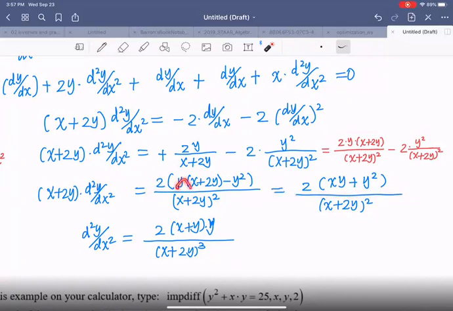this guy becomes xy plus 2y squared. 2y squared minus y squared becomes positive y squared. Okay. So this is xy plus y squared. And you have x plus 2y on the left. Then you divide it by this guy. From the left, this becomes to the power 3. Does that make sense? Yes. Okay.